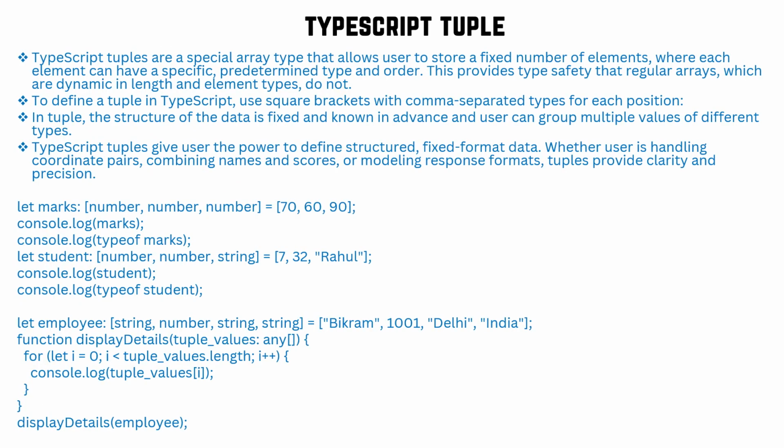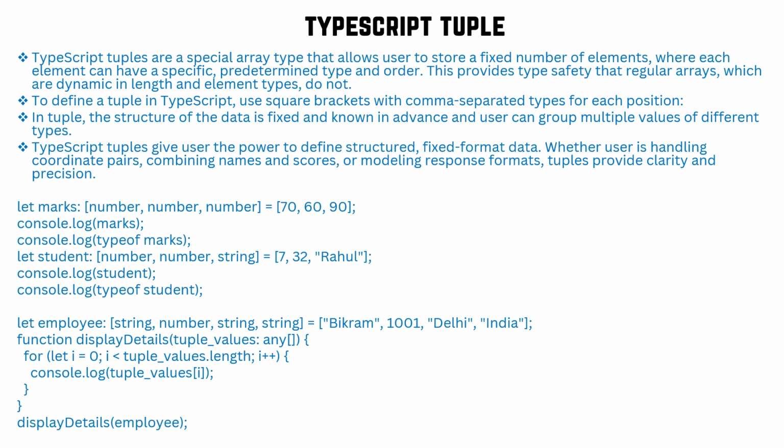So what are tuples? Previously we discussed the array. Array is primarily a dynamic type element, because once you define the array, you can try to add any number of elements. But the main problem with the array is that arrays will contain a similar kind of element, in case it's a number, or a string, or a boolean, only it will contain. So TypeScript tuples are a special array type which primarily allows the user to store a fixed number of elements, where each element can have a specific predetermined type and order. This provides type safety that regular arrays, which are dynamic in length and element types, do not follow. So this is the primary difference between array and tuple.